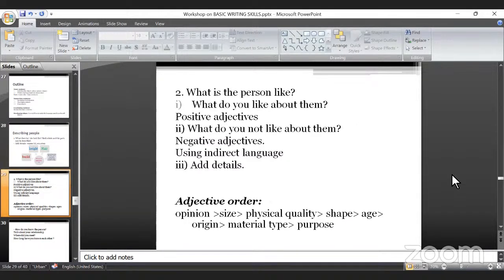Now, once you're done with physical appearance, you can talk about what the person is like. Again, for this purpose, you're going to be using adjectives. When you talk about people, you can talk good about them, you can talk bad about them. You then talk about what you like about them, and that will include what we call positive adjectives. Just to give an example: friendly.